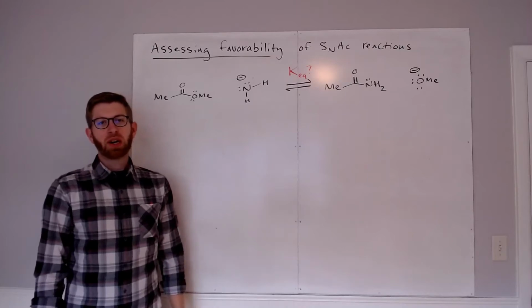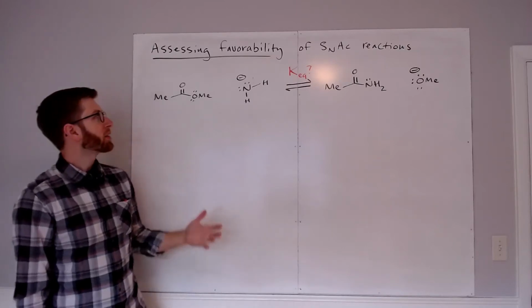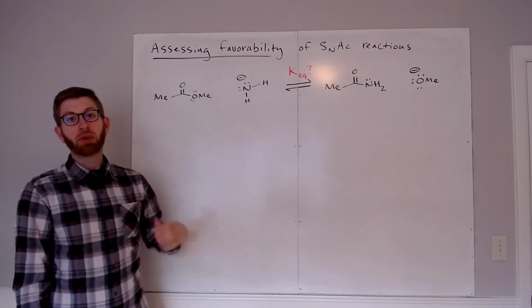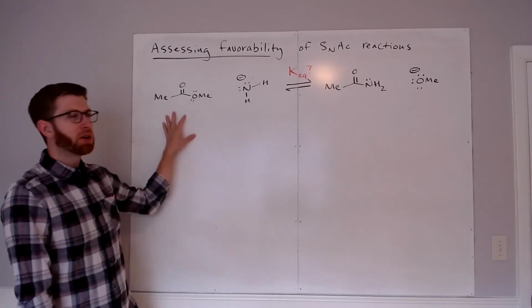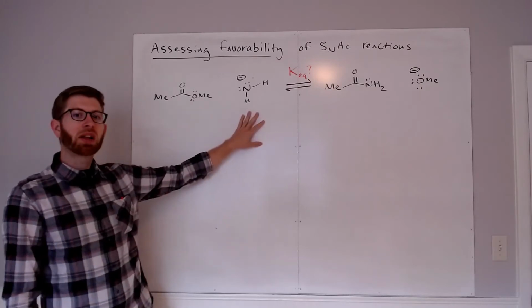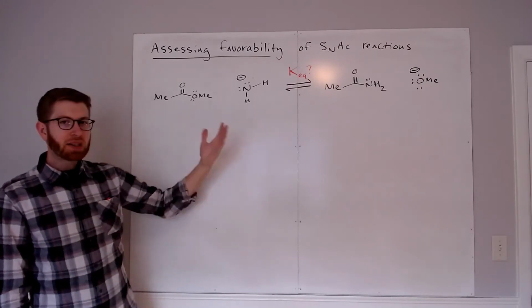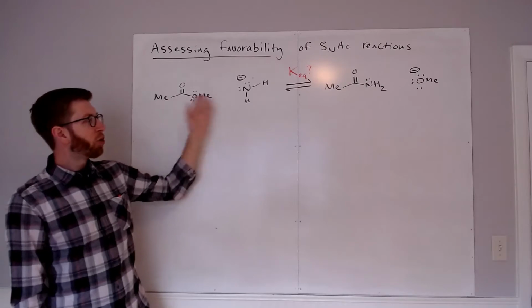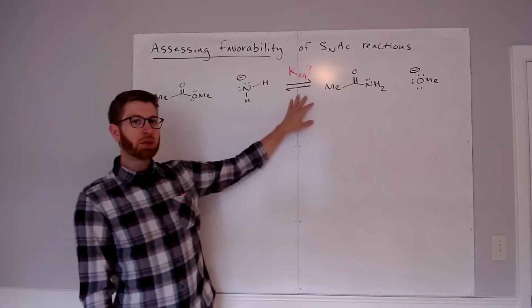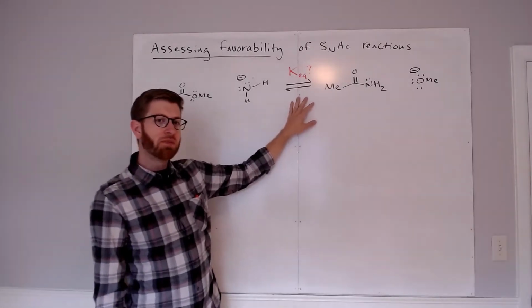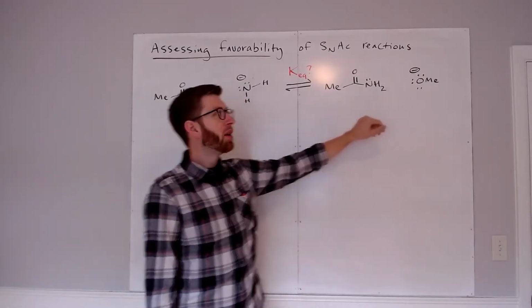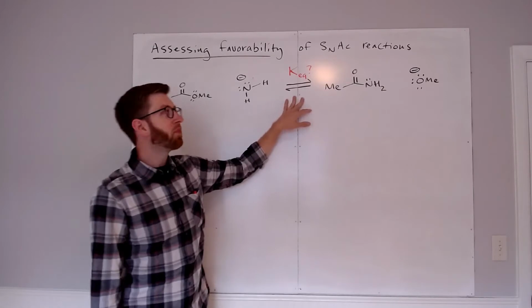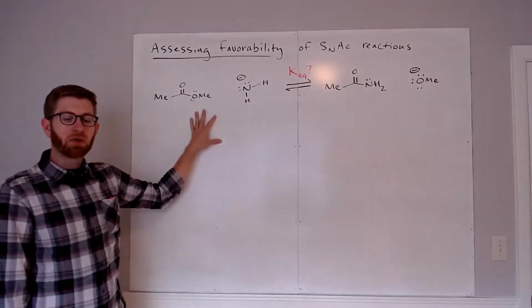Third video in Unit 5, where I'll be discussing how we can assess the position of equilibrium, or the favorability, of a SNAc reaction. I'm showing you an example here of an ester reacting with NH2- as a nucleophile. In essence, what we're trying to decide is, for this SNAc reaction, will the equilibrium constant be larger than 1, in which case we would expect to see the products dominate at the end of the reaction? Is KEQ less than 1, or we would see the reactants left over at the end of the reaction?